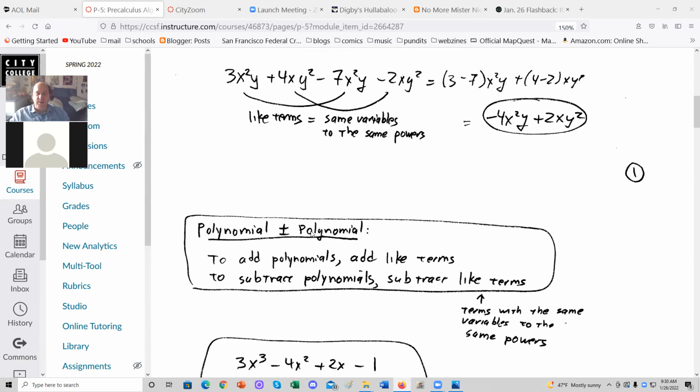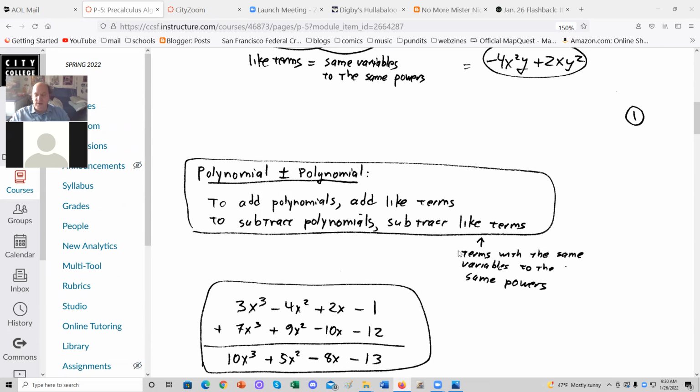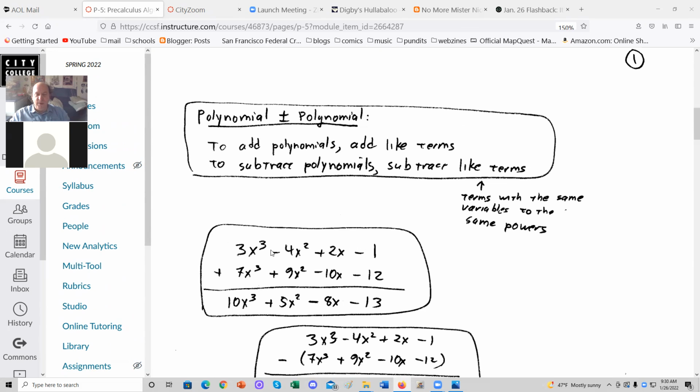Now, if you can add and subtract polynomials, you add them by adding like terms, and you subtract them by subtracting like terms. And remember, it's like terms of the same variables to the same powers. So for example, 3x cubed minus 4x squared plus 2x minus 1, all that plus 7x cubed plus 9x squared minus 10x minus 12. We add them by adding the x cubed terms, 3 plus 7. 3 and 7 are called the coefficients. We add those coefficients, get 10x cubed.